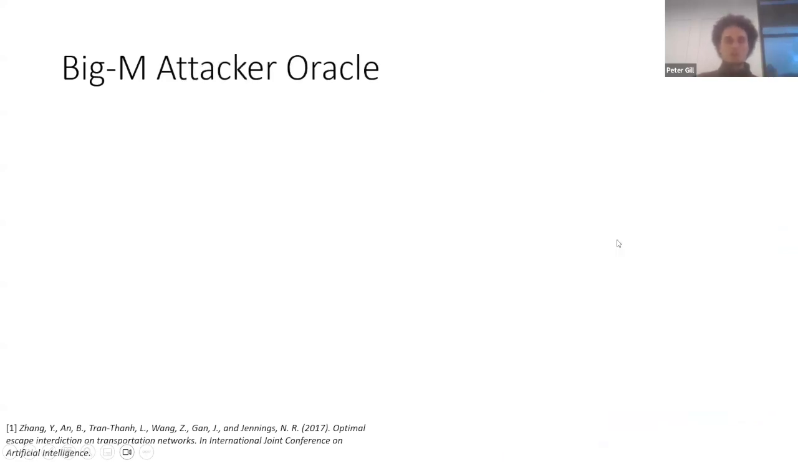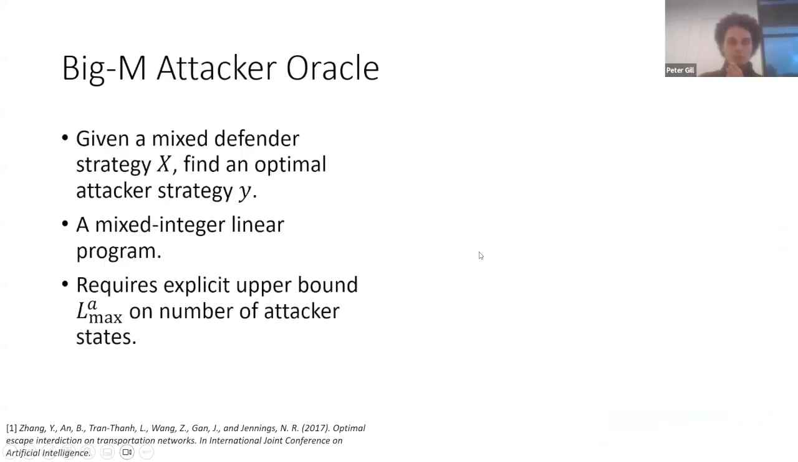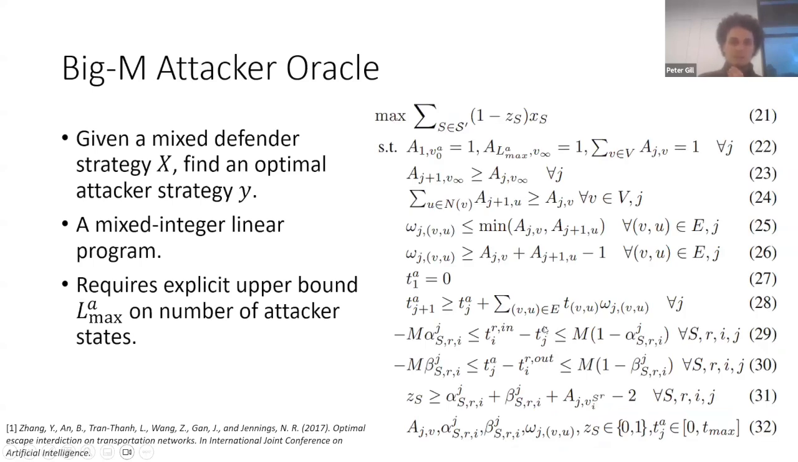And then there's an analogous attacker oracle, very similar. Here's the big mixed integer linear program. And then once again, the blue bits ensure that it's a feasible path, feasible solution. And the green bits ensure that the objective, the probability of interdiction, is actually computed nicely.